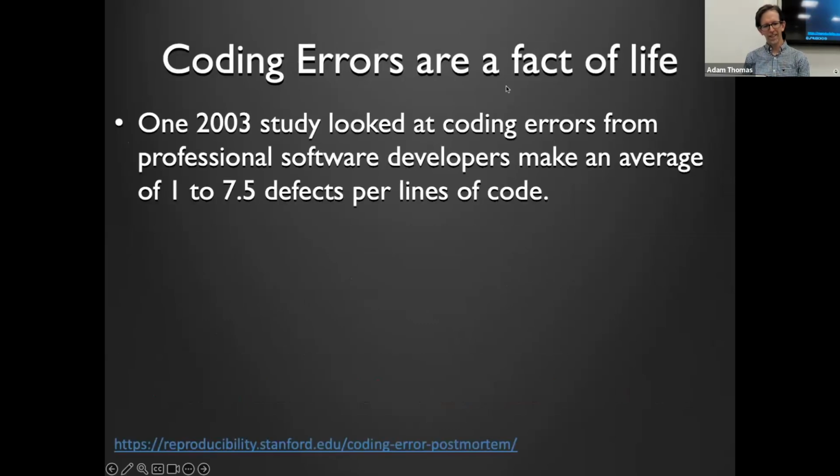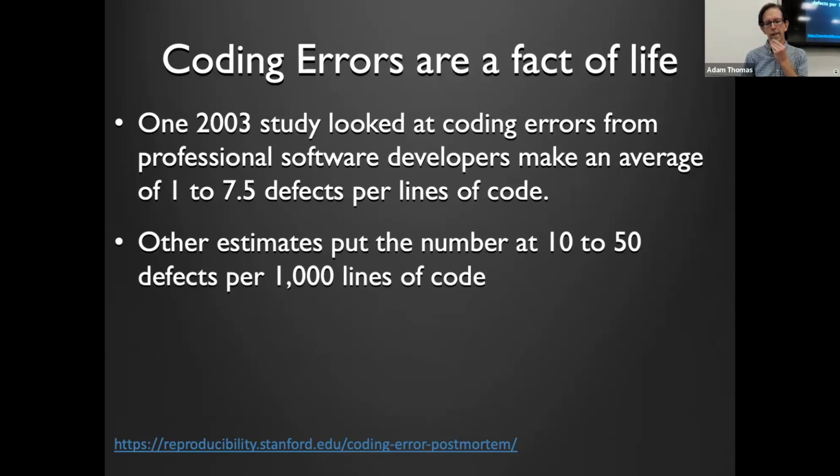So they have looked at this. One 2003 study looked at coding errors from professional software developers, and they make an average of 1 to 7.5 defects per 1,000 lines of code. And these are people who are trained in software engineering who do this all day long. They are still making as many as 7 errors per 1,000 lines of code. If there was an error in every line, you wouldn't get far.